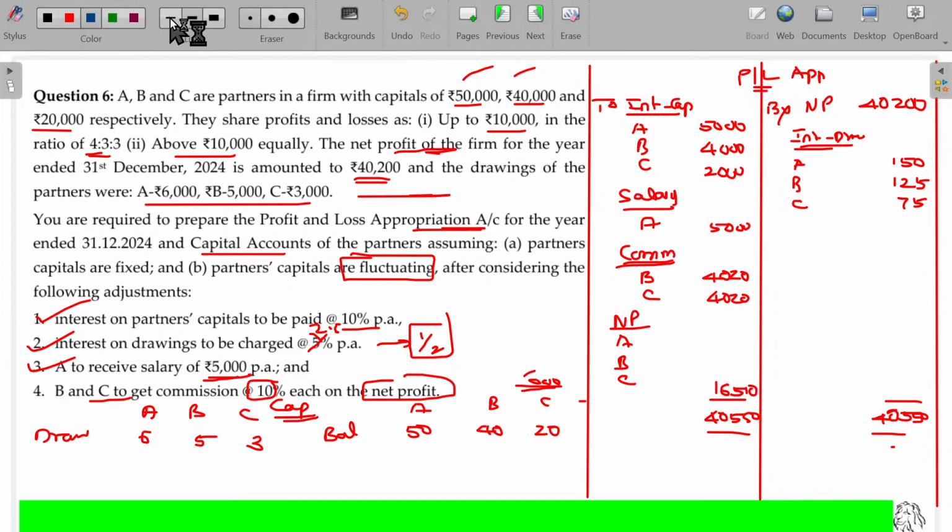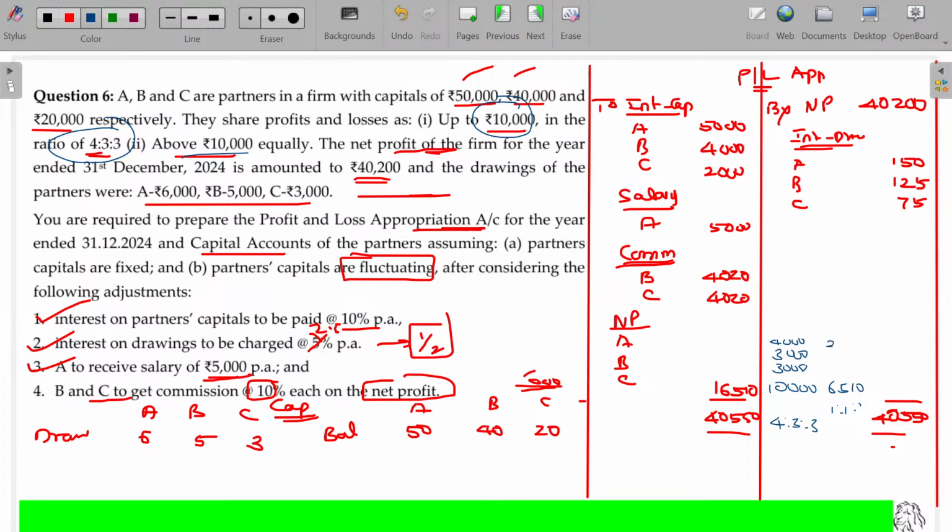How am I going to share this? Up to 10,000, the sharing ratio is different. Up to 10,000, 4 to 3 to 3 is the ratio. Beyond that, how much do we have? 6,510 will be shared equally. So 4,000 for A, 3,000 for B, another 3,000 for C. Up to 10,000 rupees of profit, all three partners share in the ratio of 4 to 3 to 3. Any profit beyond that will be shared among the three partners equally.